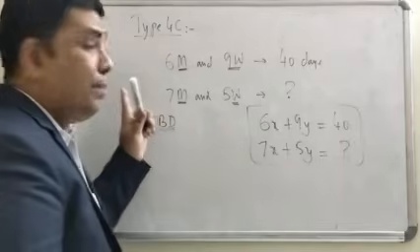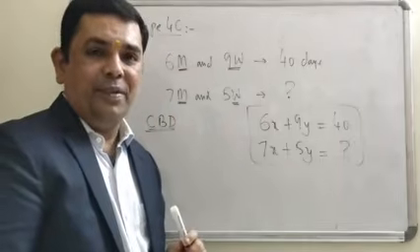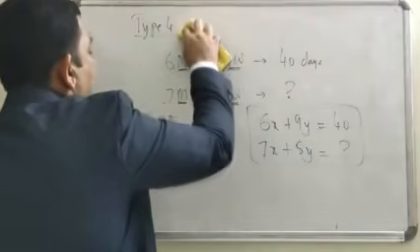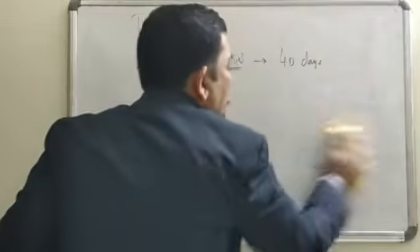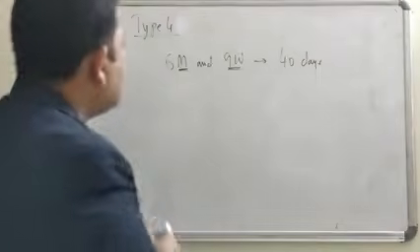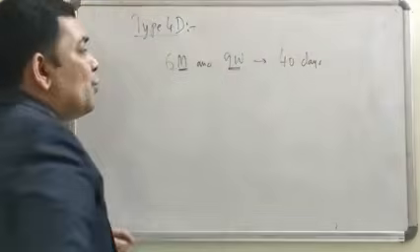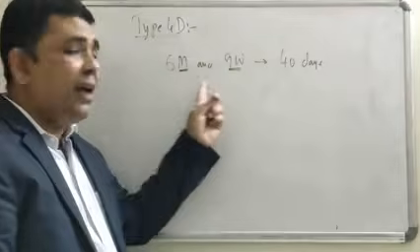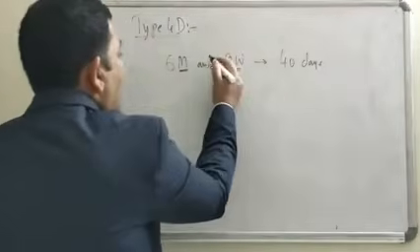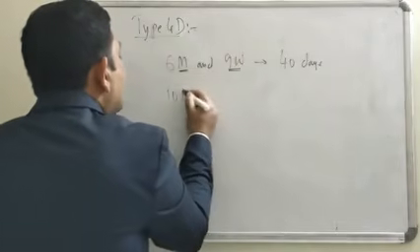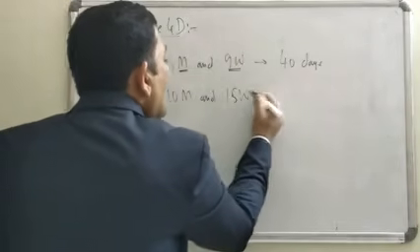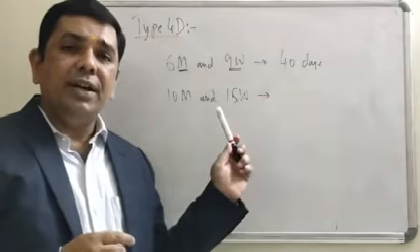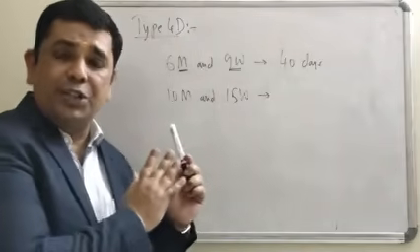Alright, so please remember type 4C, because now I'm going to introduce you to the fourth subtype, which is type 4D. If you are observing carefully, I have kept the same values here, 6 men and 9 women, and I changed this to 10 men and 15 women. In terms of the structure, it is exactly similar to 4C.